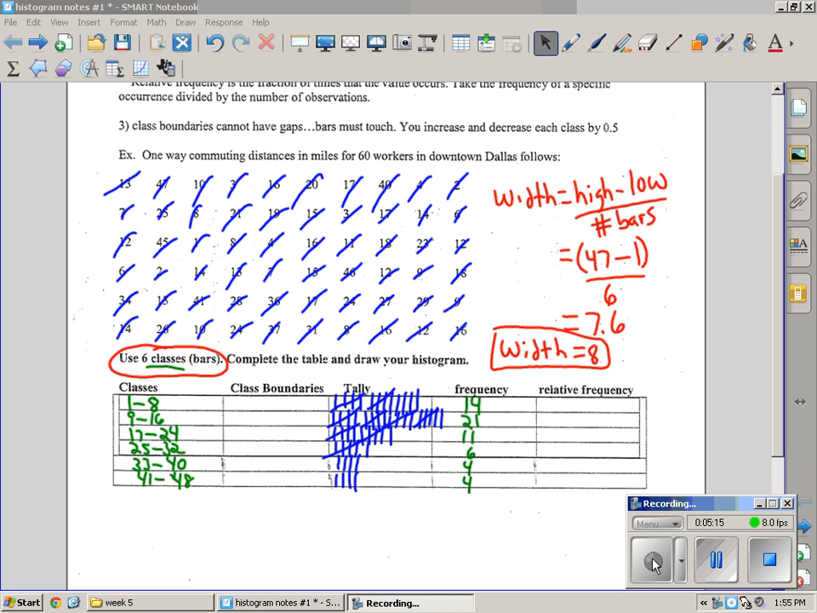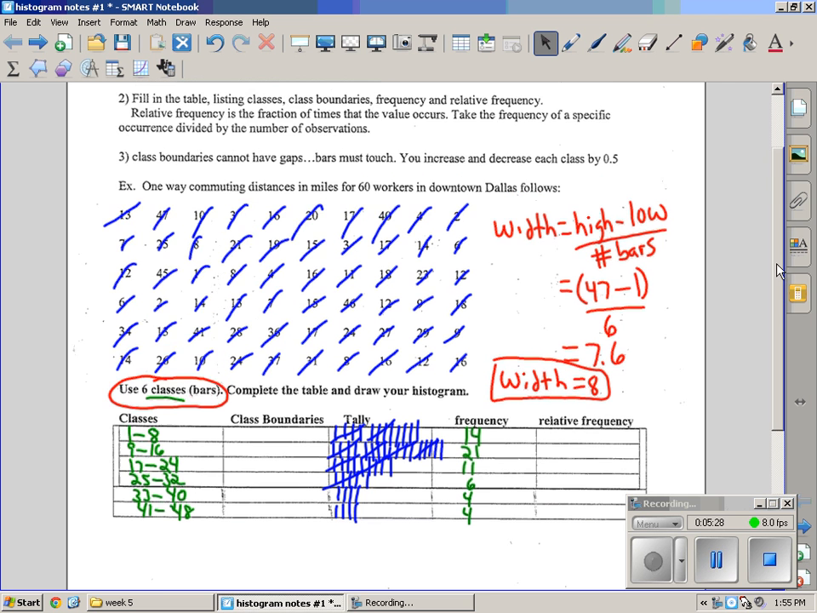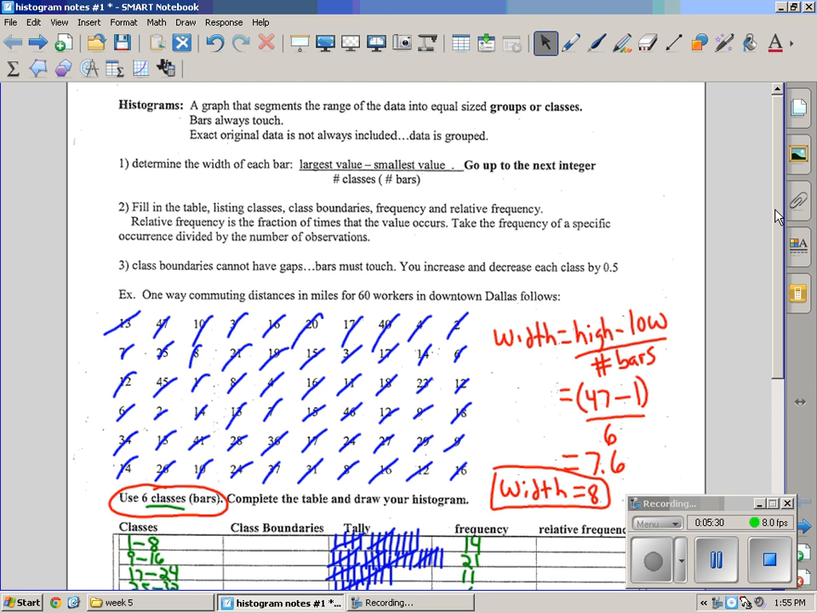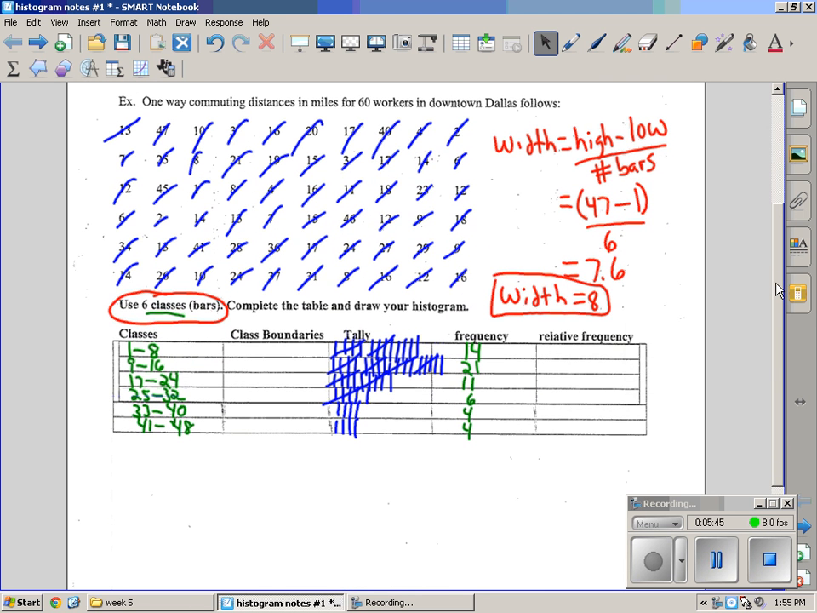Okay, so right now, if you look at this, when we go to graph this, we have one bar from 1 to 8, then our next bar is from 9 to 16. They're not touching. There's a space of 1 between them. Your bars must touch. So if you go back up here on the note sheet, it says class boundaries cannot have gaps. Bars must touch. You increase and decrease each class by 0.5. So these are going to be our class boundaries.